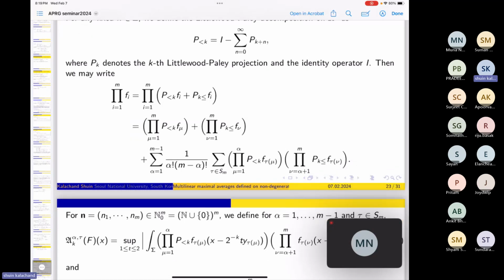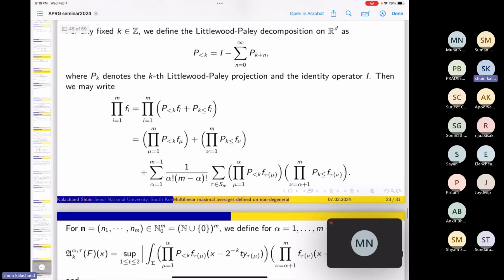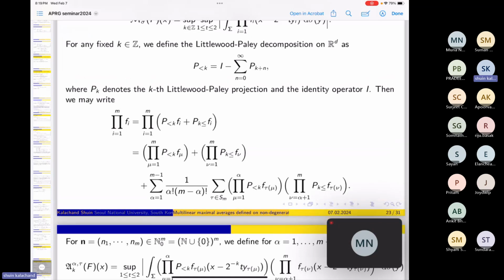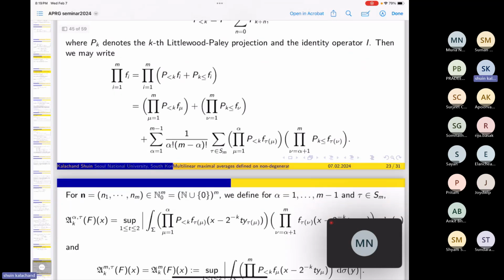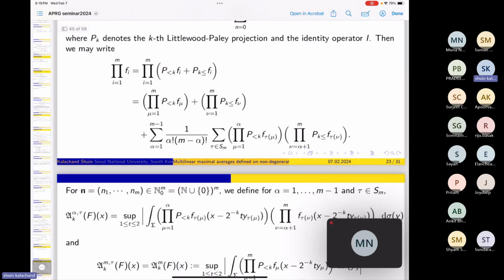So the first term will be the product over mu from 1 to m, P less than k, f mu, and the second term is with P_k less-equal, which is the notation for the summation over n from 1 to infinity of P_{k+n}, and the intermediate ones are all the combinations of this product. And here S_m is the symmetric group of m elements, 1 to m.